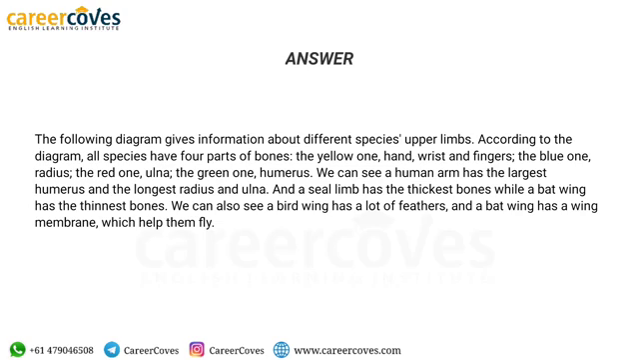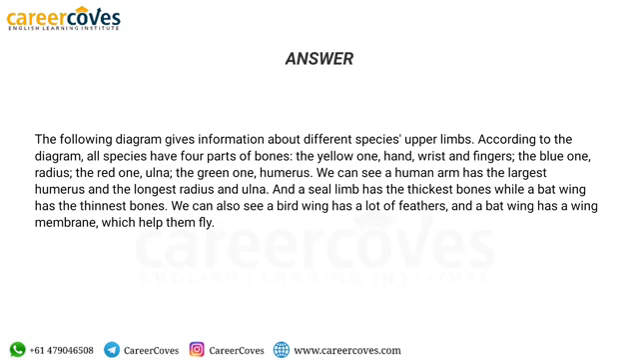The following diagram gives information about different species' upper limbs. According to the diagram, all species have 4 parts of bones: the yellow one, hand, wrist and fingers; the blue one, radius; the red one, ulna; the green one, humerus. We can see a human arm has the largest humerus and the longest radius and ulna.